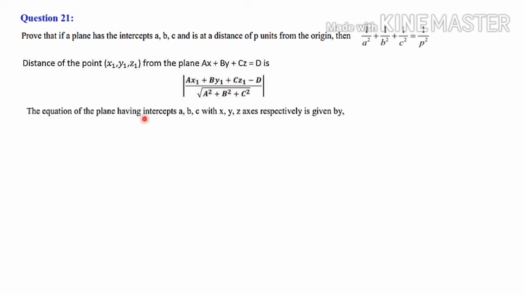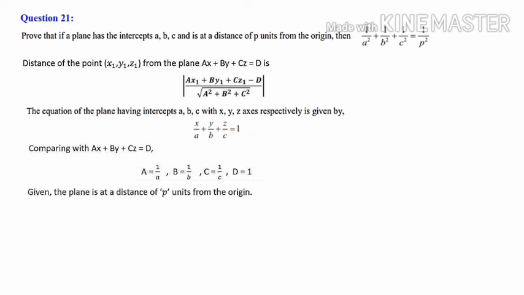The equation of the plane having intercepts a, b and c with the x, y and z axes respectively is given by the intercept form we have learned, that is x by a plus y by b plus z by c is equal to 1. These are the two formulas we have learned. Comparing this equation with the general form Ax plus By plus Cz plus D, we will get A as 1 by a, B as 1 by b, C as 1 by c, and D as 1.